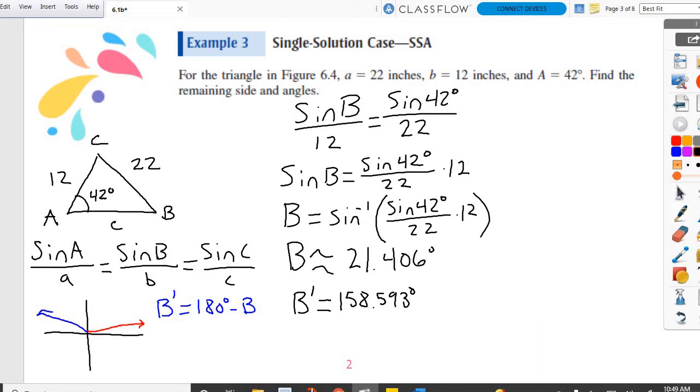So once I have angle B, what can we find next that we need to find in order to find little c? We can find big C, right? So how do we find big C? Subtract all the numbers from 180. So 180 minus A minus B gives us what?